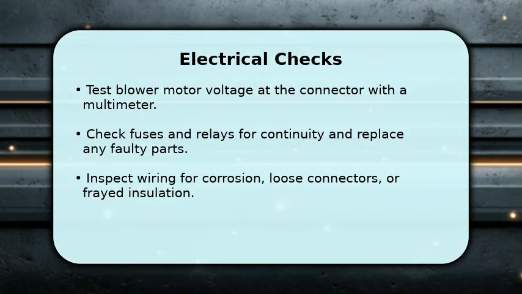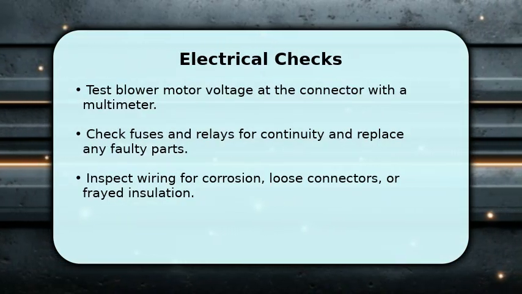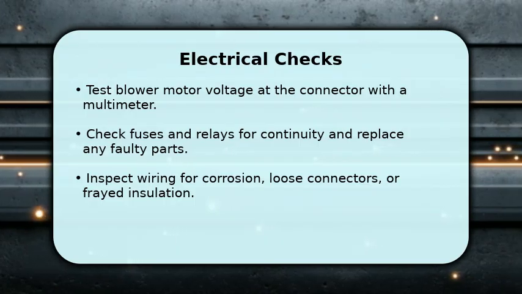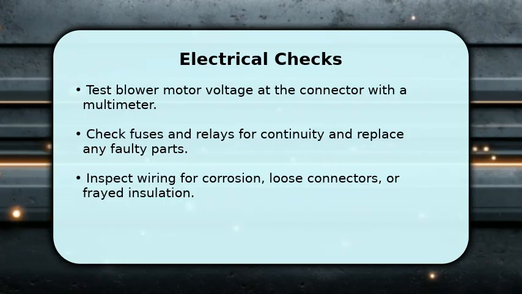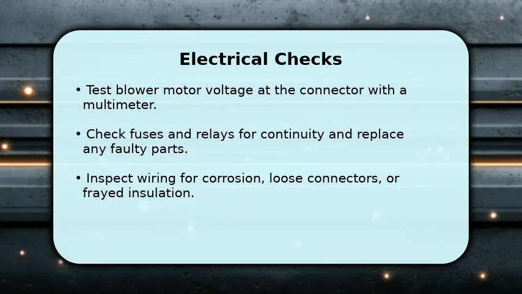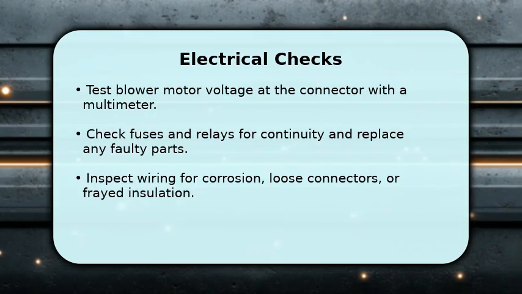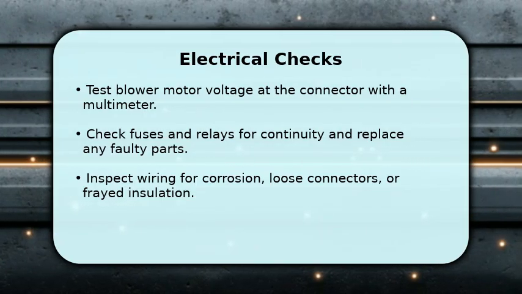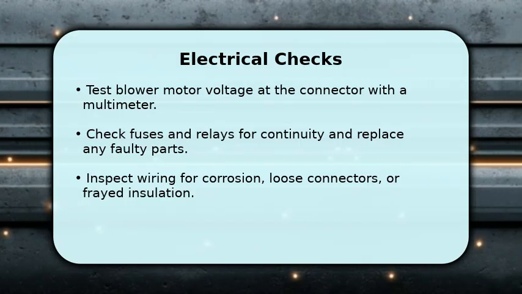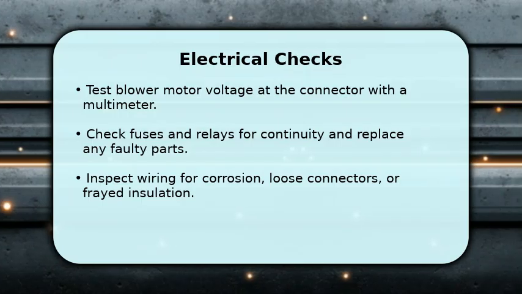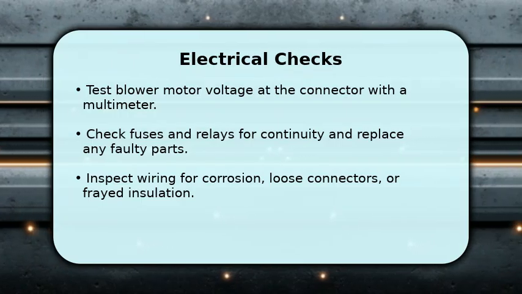Warm tip: when tackling electricals, safety comes first and a multimeter is your best friend. Start by testing blower motor voltage at the connector, then verify fuses and relays for continuity. Look closely at wiring for corrosion, loose connectors, or frayed insulation that can mimic AC failure. I will walk you through what readings to expect, how to safely swap a relay, and when to call a pro versus continuing DIY repairs in your garage.